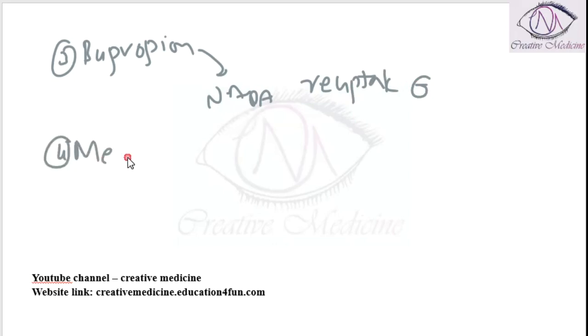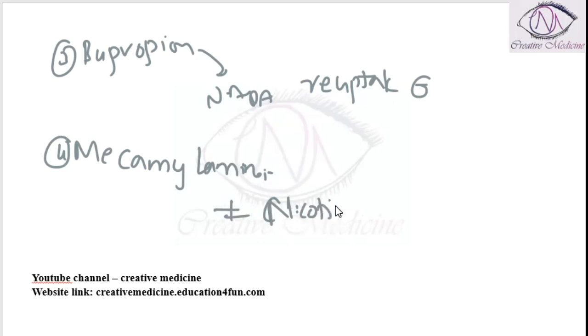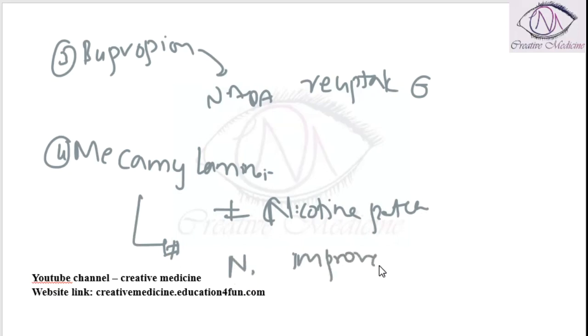Then fourth, we have mecamylamine. Mecamylamine is used either alone or in combination with the nicotine patch, and it has been tried for smoking cessation. It appears to block the reward pathway of nicotine and improve the abstinence rates compared to the placebo.